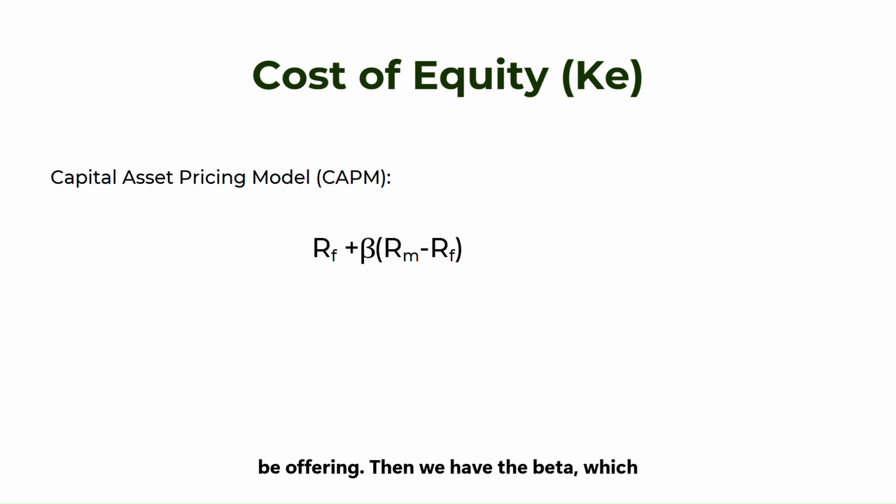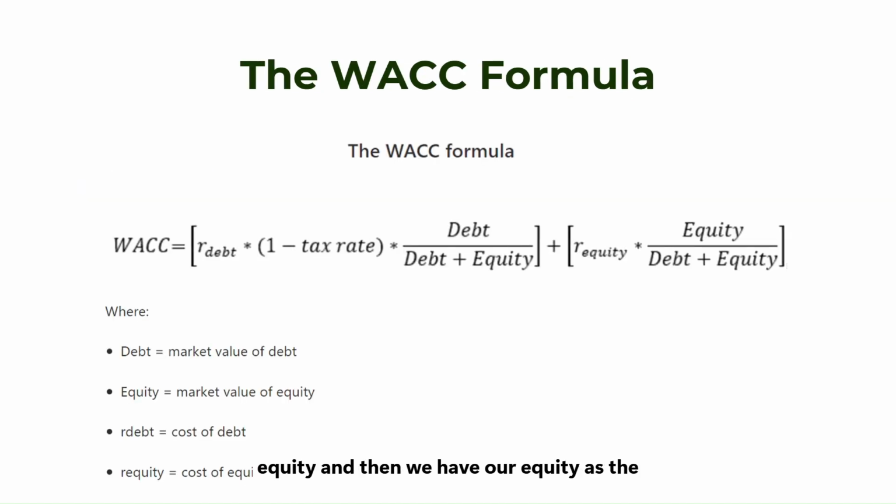Then we have the beta, which actually measures the performance of the stock in relation to the overall market. That's how we come about our cost of equity. Then we have equity as the numerator, the market value of equity. Then we add the debt plus equity, and the addition of both is going to give us what we refer to as our WACC. Now we can use this WACC in our DCF to discount our future cash flow down to the present value.